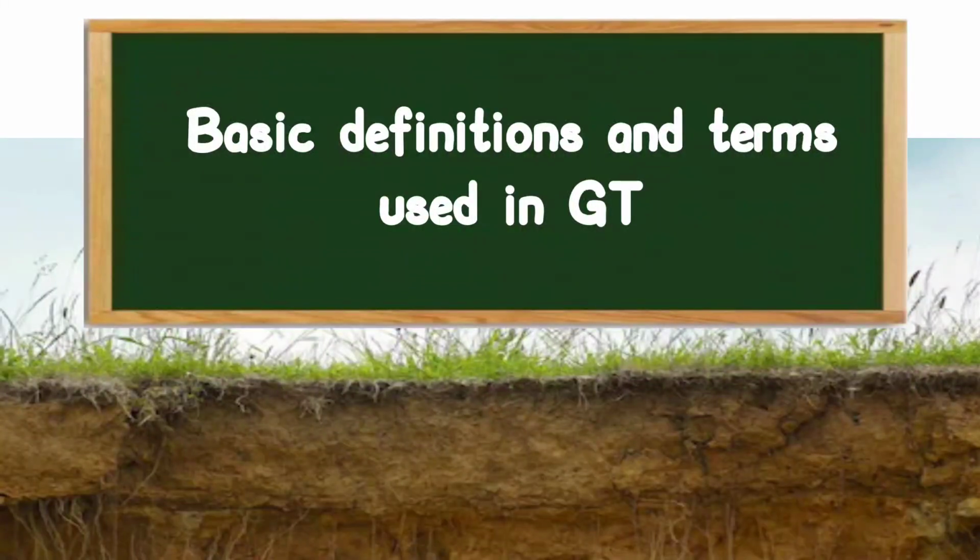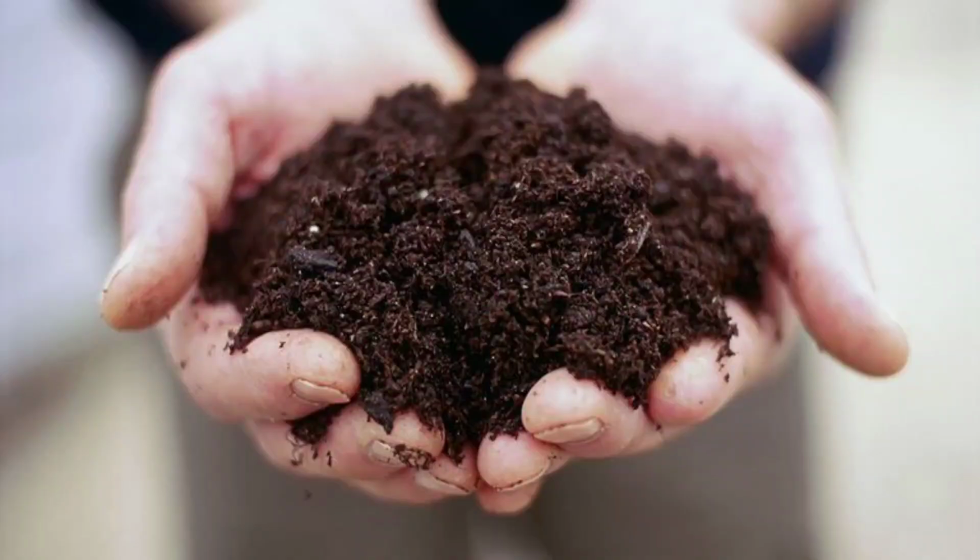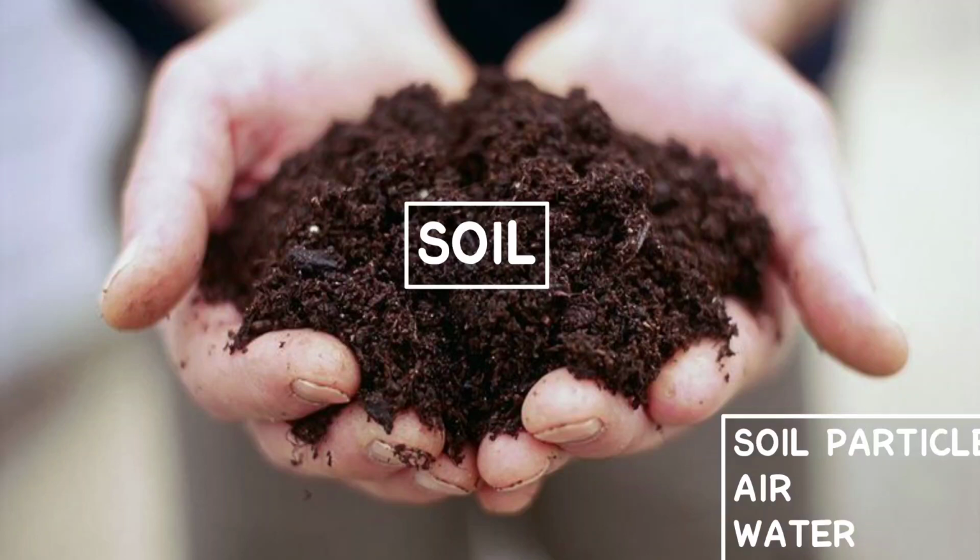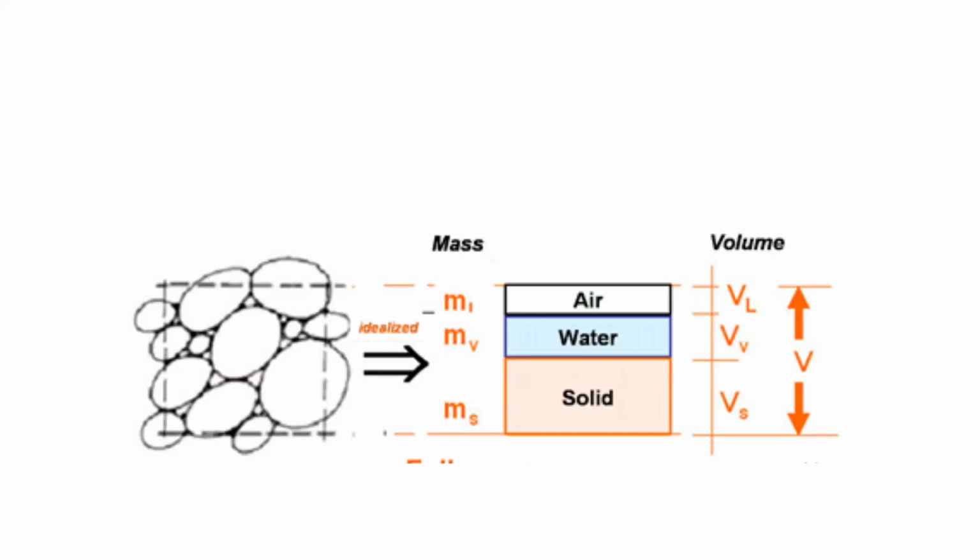Basic definitions and terms used in geotechnical engineering. Soil. Soil is composed of solid soil particles, air, and water. It is blended together to form a complex material. For studying purposes, it is easier to segregate soil into three components, for easier understanding, better clarity, and convenience of calculation.